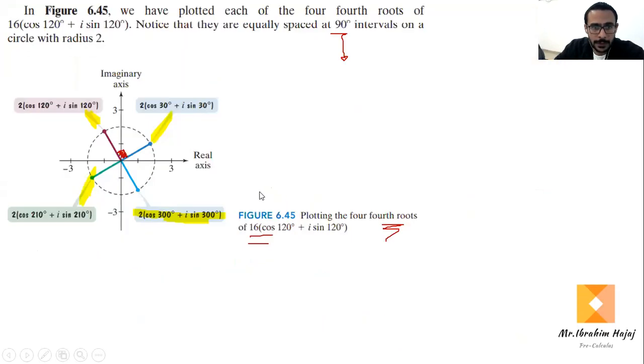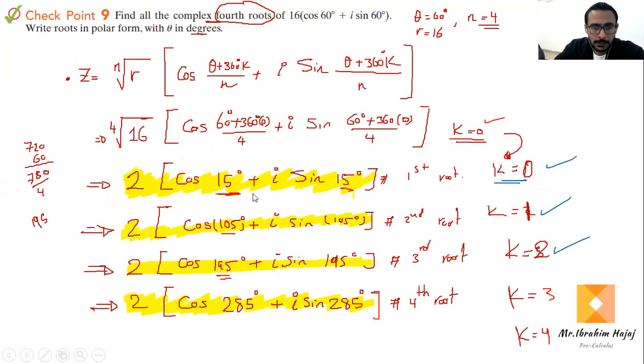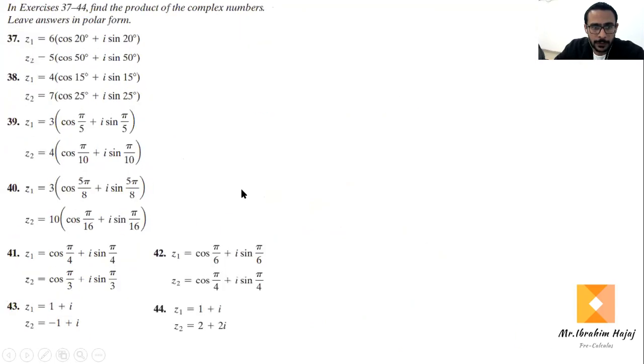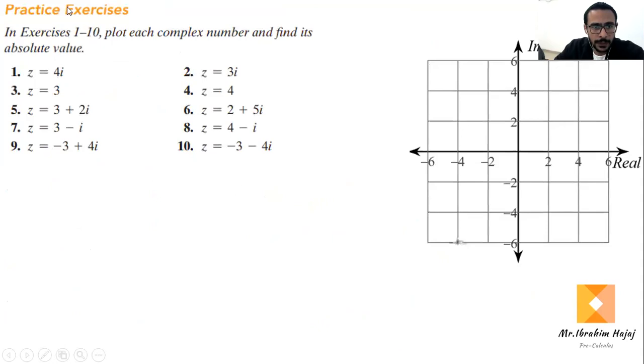Okay, let's solve the exercises. I forgot to assign simple homework yesterday, so let's solve more exercises today. In the practice exercises on page 6.5, you have exercises 1 to 10: plot each complex number and find its absolute value. Let's solve the odd numbers, 1, 3, 5, 7, 9, and the even numbers will be homework.